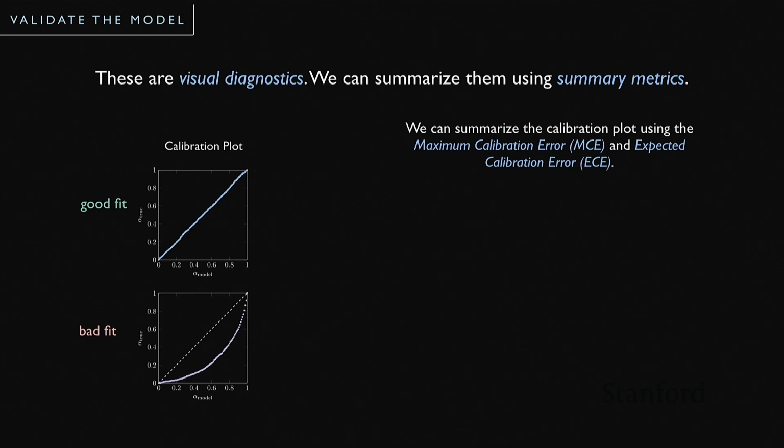We can also summarize the calibration plot. Again, these are metrics that you'll very often see in machine learning. So we could do something like the maximum calibration error, which would be the maximum distance between our calibration plot and the line y equals x. And then the expected calibration error, which would just be the average over all of these distances.